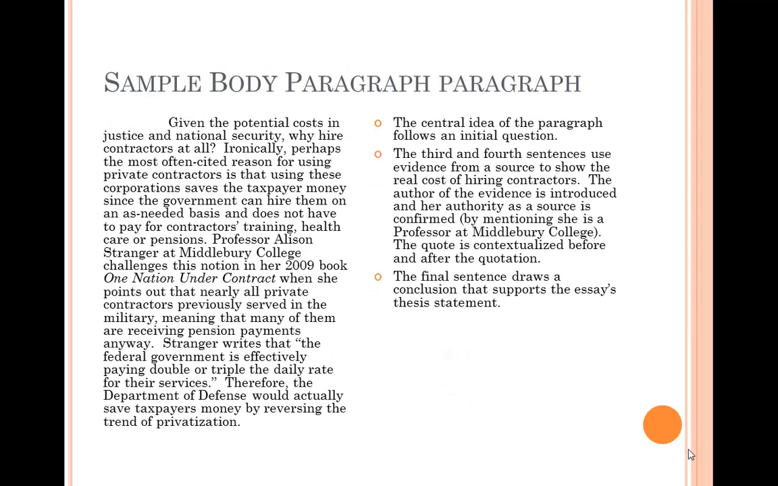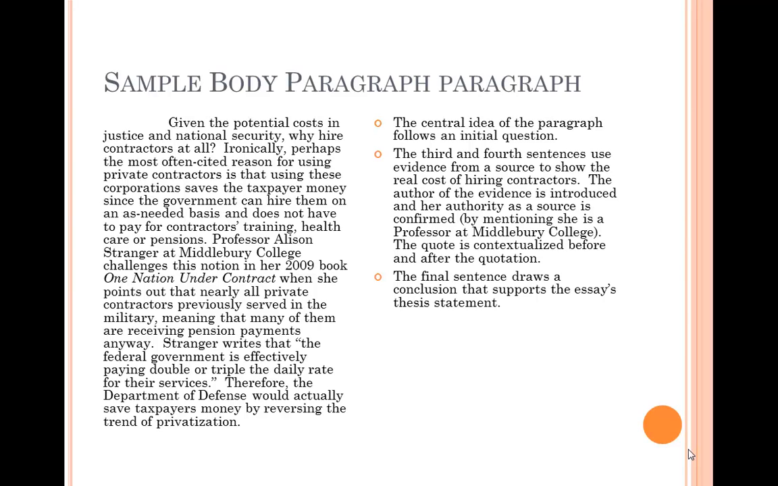So what does this look like? Here's a sample. You can see on the left-hand side we have a sample body paragraph from the research paper, and the central idea of the paragraph follows an initial question. So the question is, given the potential costs, injustice, and national security, why hire contractors at all? And the main point of the paragraph is, ironically, perhaps the most often cited reason for using private contractors is that using these corporations saves the taxpayer money, since the government can hire them on an as-needed basis and does not have to pay for contractors' training, health care, or pensions.